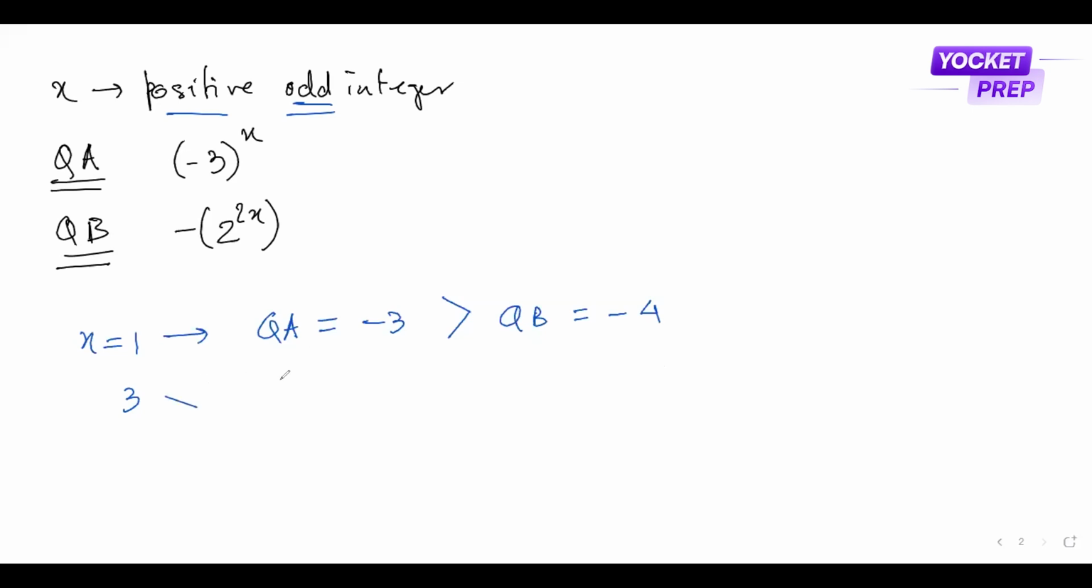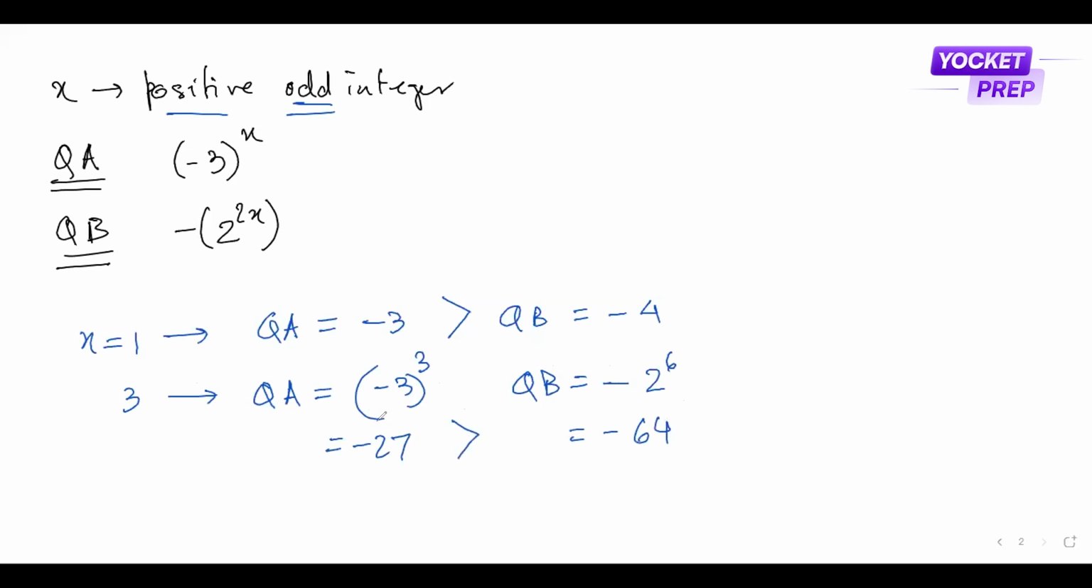If you take 3, then quantity A is -3 cube. So that's -27. Whereas this becomes negative of 2 to the power 6. 2 to the power 6 is 64. So that's -64. A bigger negative. A is consistently coming out to be smaller negatives and B is coming out to be bigger negatives. Okay, A is the one which is greater in this case. You can easily analyze this and also answer.